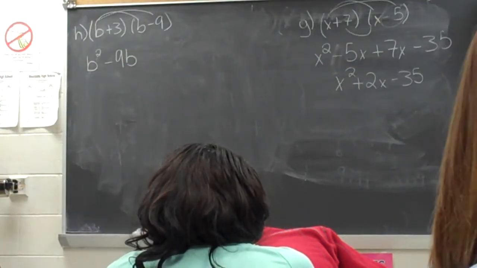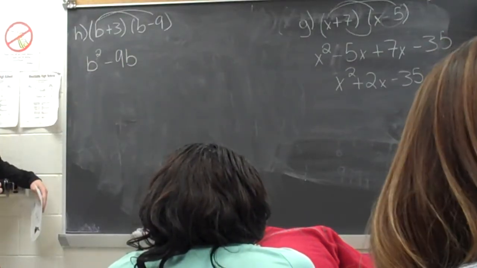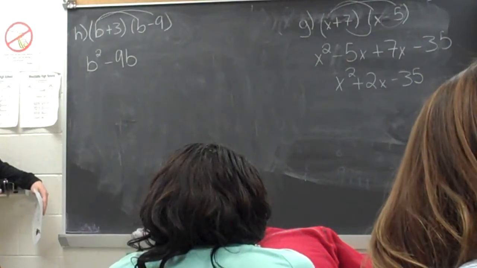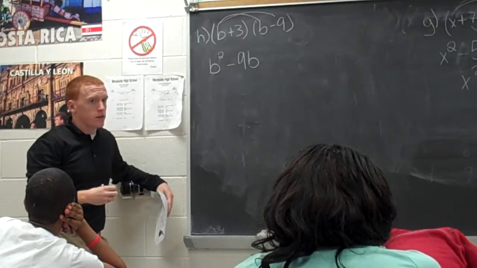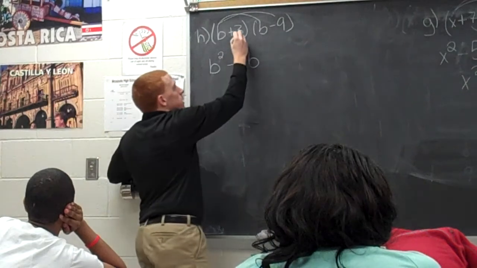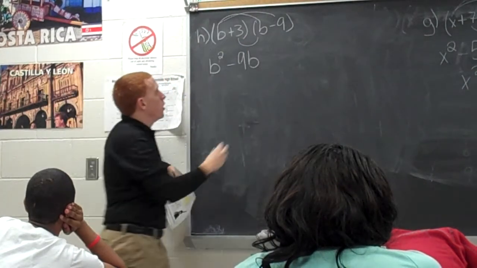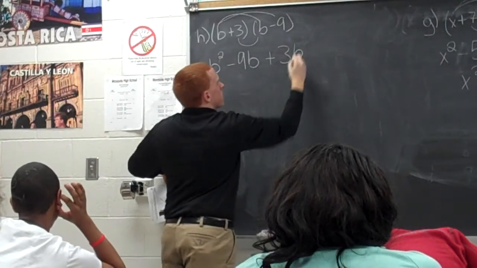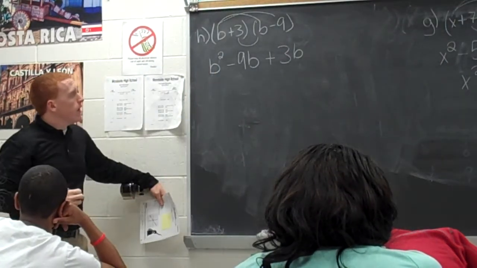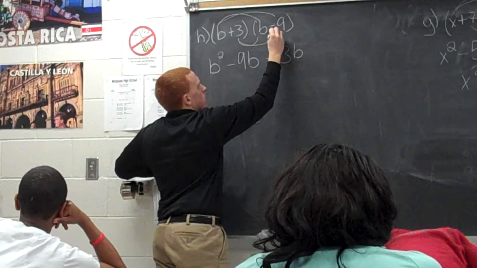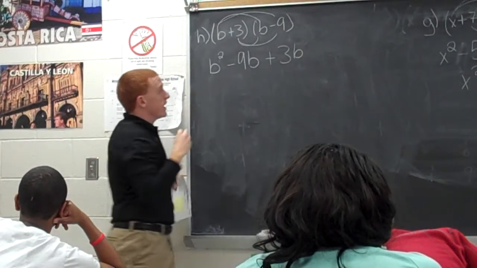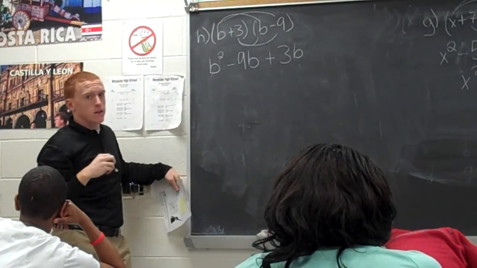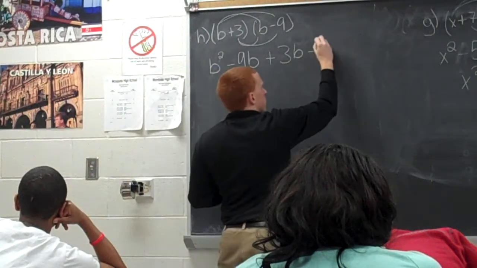Okay, now what? What's the next step? So the inner, which is 3 and b. So that gives me plus 3b. And then the last one, 3 and negative 9, which gives me negative 27.